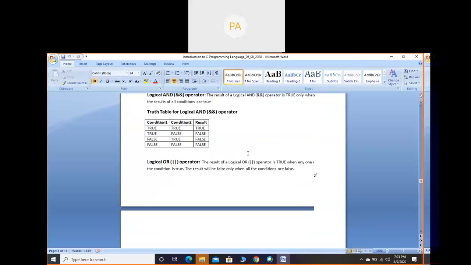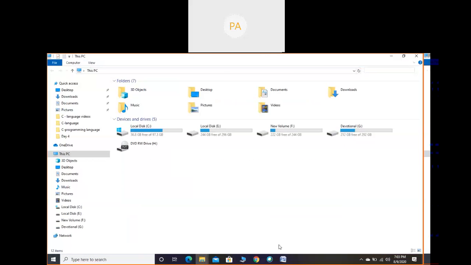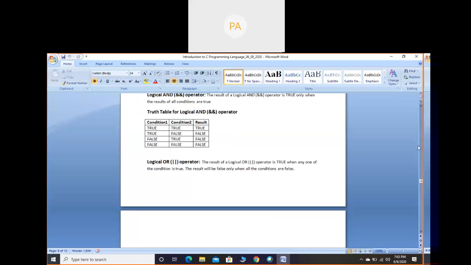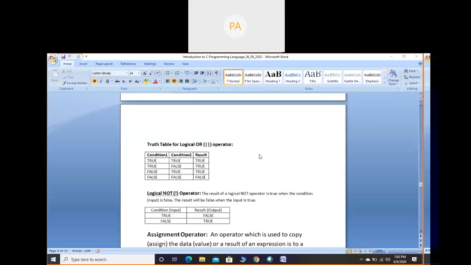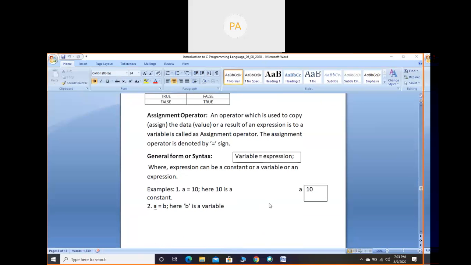Okay. So yesterday we stopped at the operators, that is logical operators. In that logical not operator, we have stopped at that point. Now we will continue with the assignment operator.